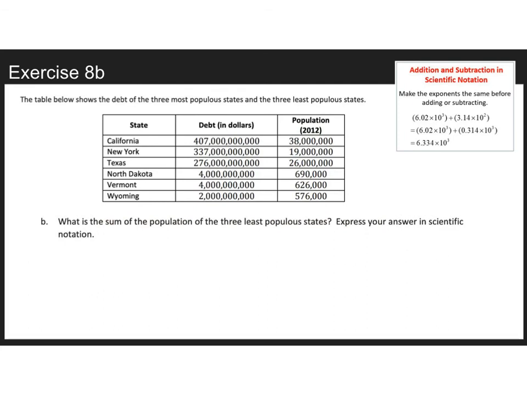Here it says, what is the sum of the population of the 3 least populous states? So these 3 states, please write these numbers in scientific notation and then add them up. Take a couple minutes to do this, pause the video, and then come back, press play, and check your work once you have figured out your final answer. I want you to get to your final answer before you check. Okay? So pause right now. All right, after you have solved, you can check with me.